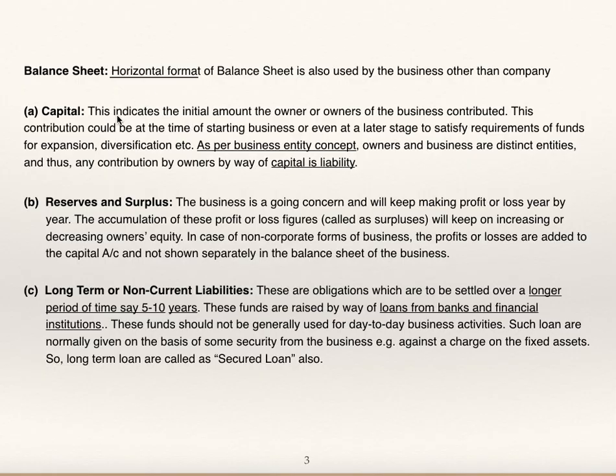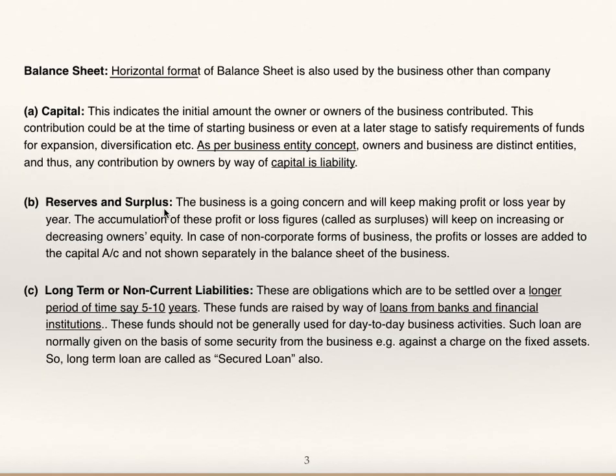On the liability side, first item is capital. This indicates the initial amount the owner or owners of the business contributed. This contribution could be at the time of starting business or even at later stage to satisfy requirement of funds for expansion, diversification, etc. As per business entity concept, owners and business are distinct entities and thus any contribution by owner by way of capital is a liability. Capital can be in cash or it can be in the form of assets.